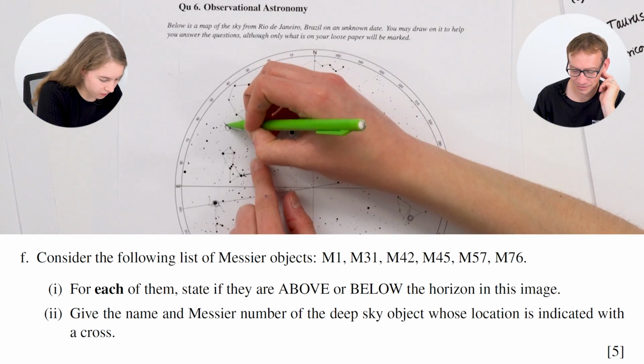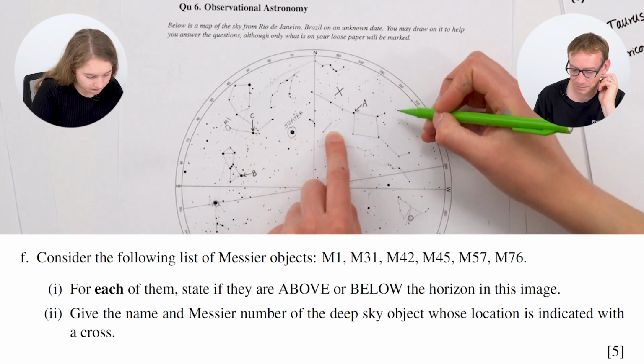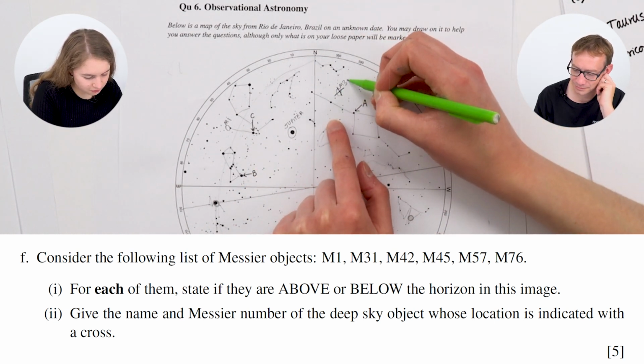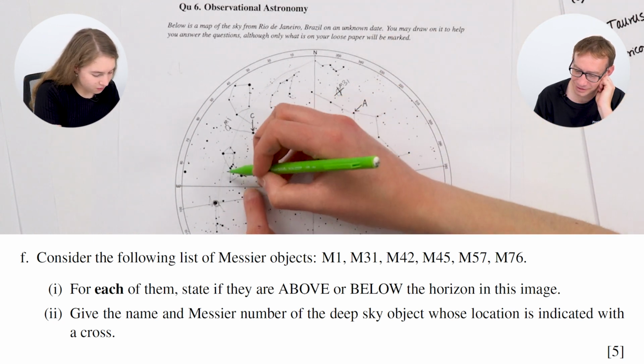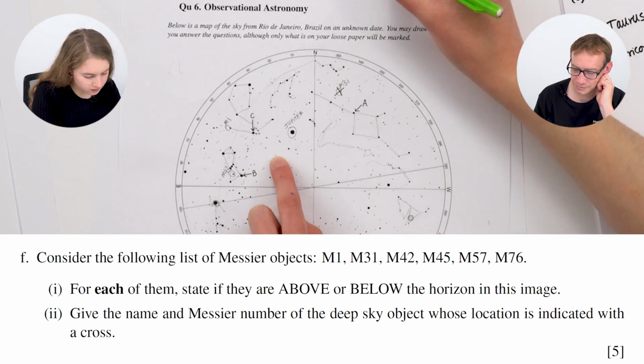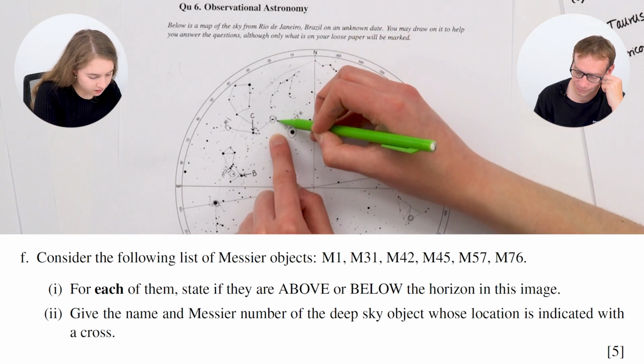I know that M1 is around here. I know that M31 is the Andromeda Galaxy. Oh, there's a crossover. That's strange. M42 is the Orion Nebula, which is here. So far, they've all been above the horizon. M45 is the Pleiades here.